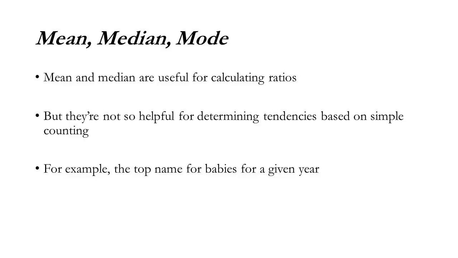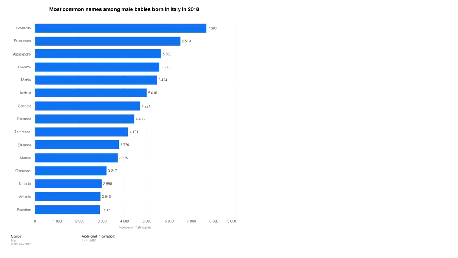They're useful for calculating ratios, these means and medians, but they're not so helpful for determining tendencies based on simple counting. For example, the top names for babies in a given year. You look at this, you're just counting the names, right? It's not really an average. It's on or off, right? It's also not a mean. What you have here are nominal variables.